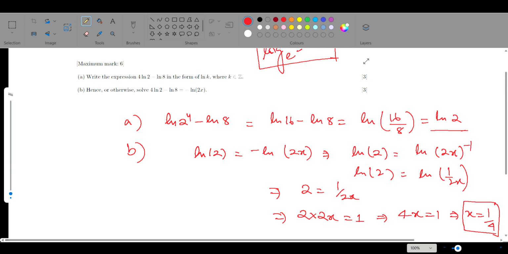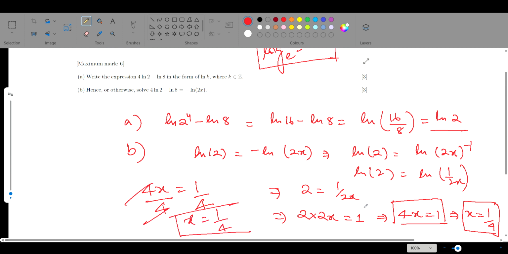I cross multiply and it becomes 4x is equal to 1. Dividing both sides by 4, so what is x? x is 1 over 4.